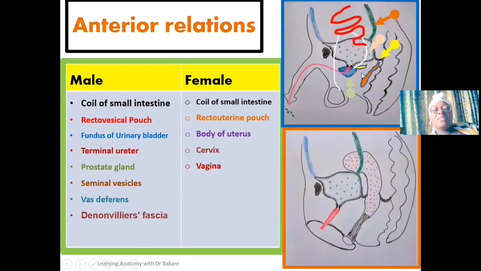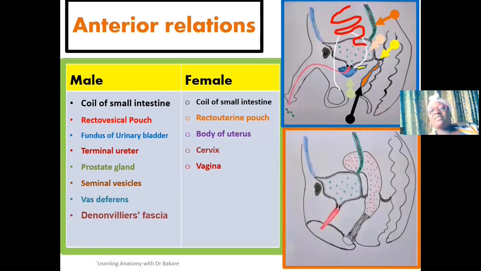Then we have the Denonvilliers fascia. We already talked about this fascia in our previous slide, which is an inferior extension of the rectovesical pouch that tends to separate or demarcate the prostate gland from the rectum. This also is seen in the anterior part of the rectum. So these are the structures that are related anteriorly to the rectum in male.